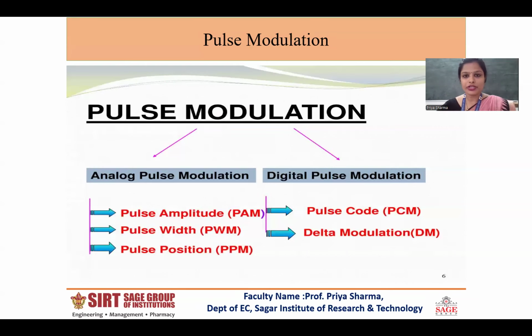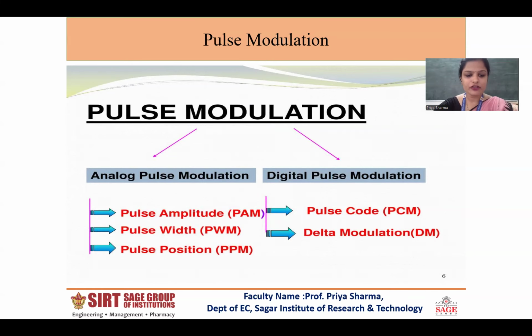In analog pulse modulation, the amplitude, width or position of the carrier is changed in accordance with the modulating signal. This will result in pulse amplitude modulation, pulse width modulation, or pulse position modulation. So basically, all 3 modulations are examples of analog pulse modulation. Pulse modulation can be digital as well.